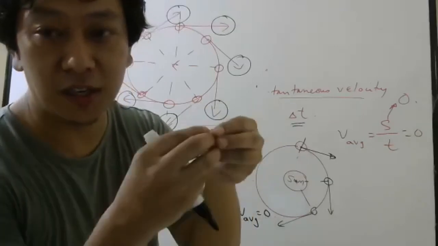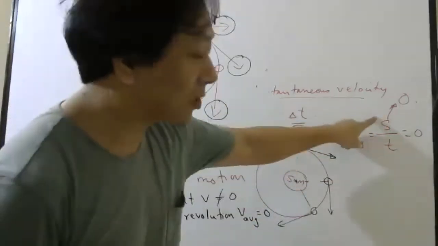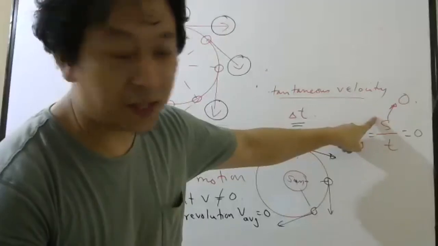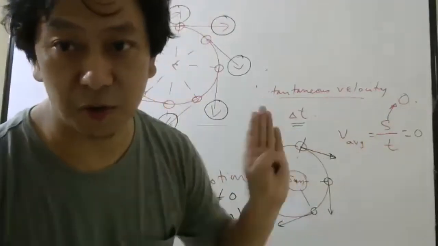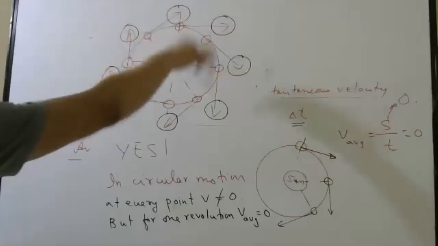In one revolution, displacement is 0, students. If displacement is 0, average velocity has to be 0, no doubt. But another way of understanding is this.